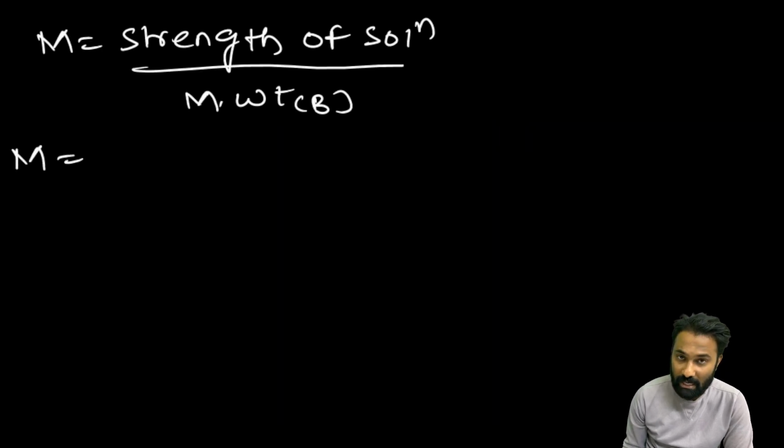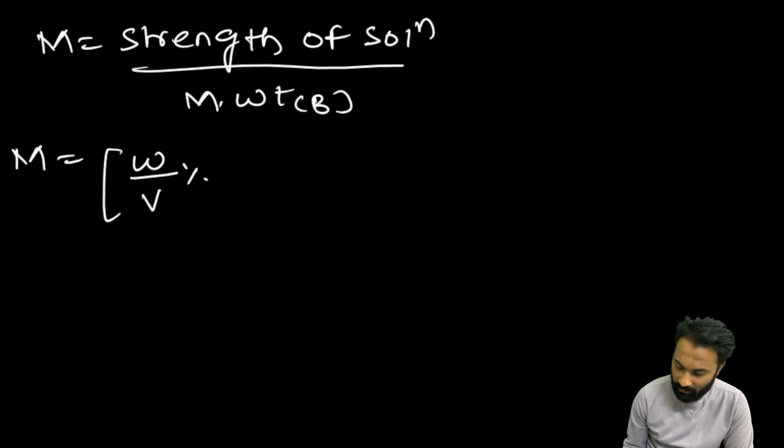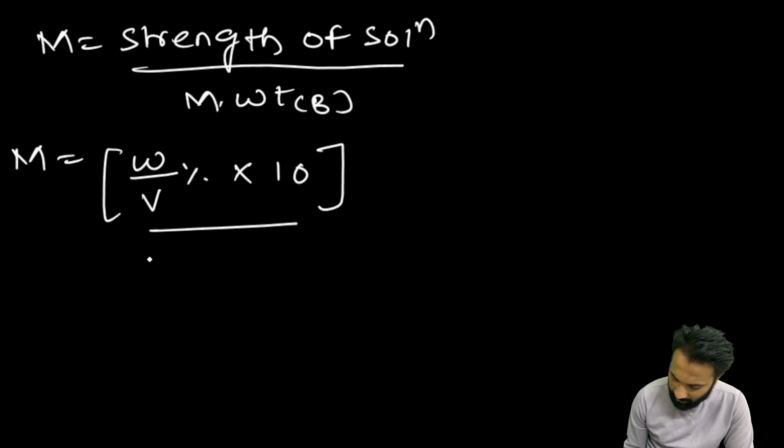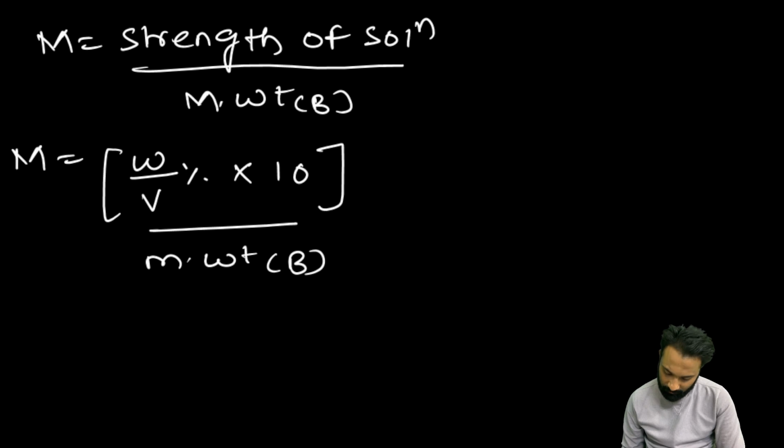Molarity is equal to W by V percentage into 10. Can I write? Done? Clear? Or else, strength of the solution is W by V percentage into 10, that we got, by molecular weight of B.